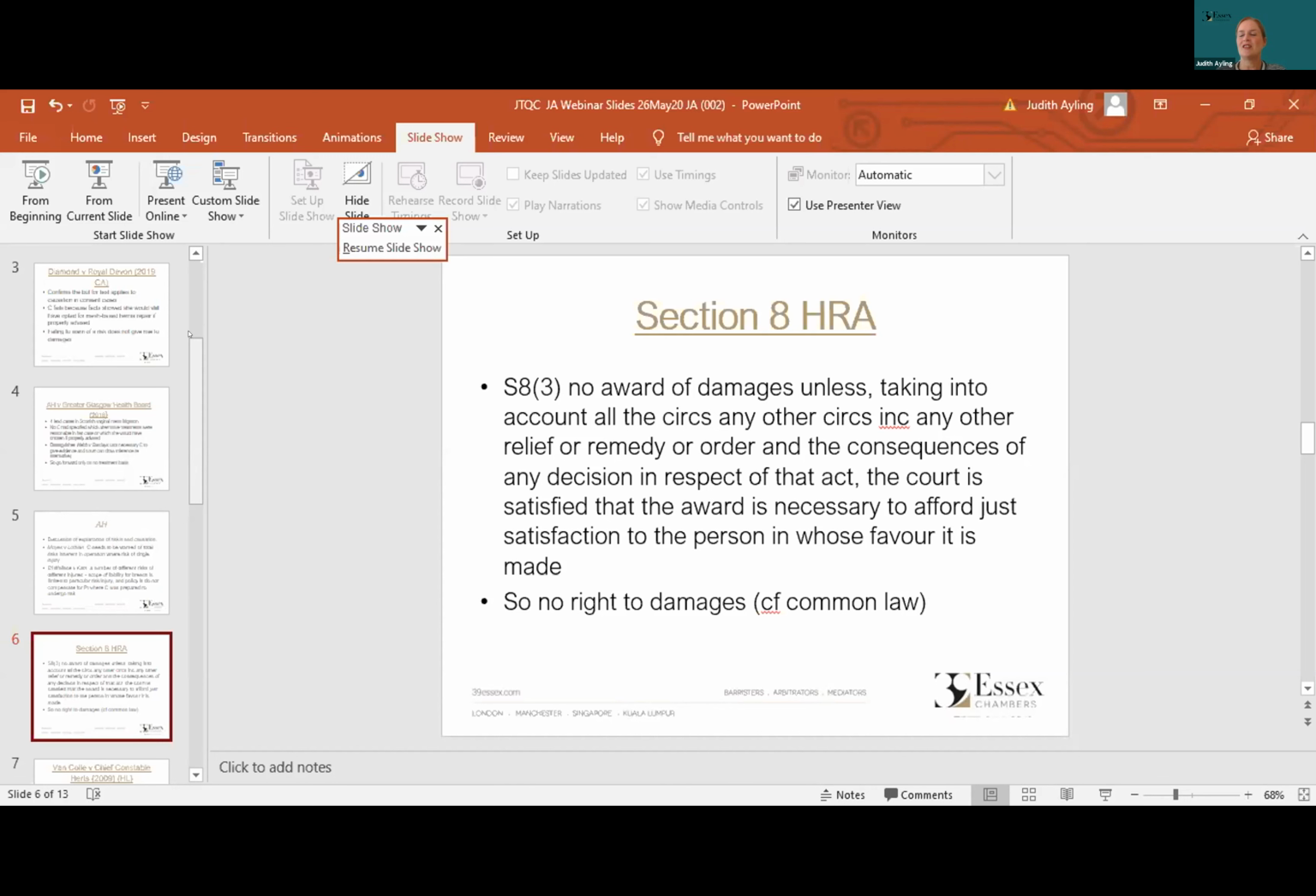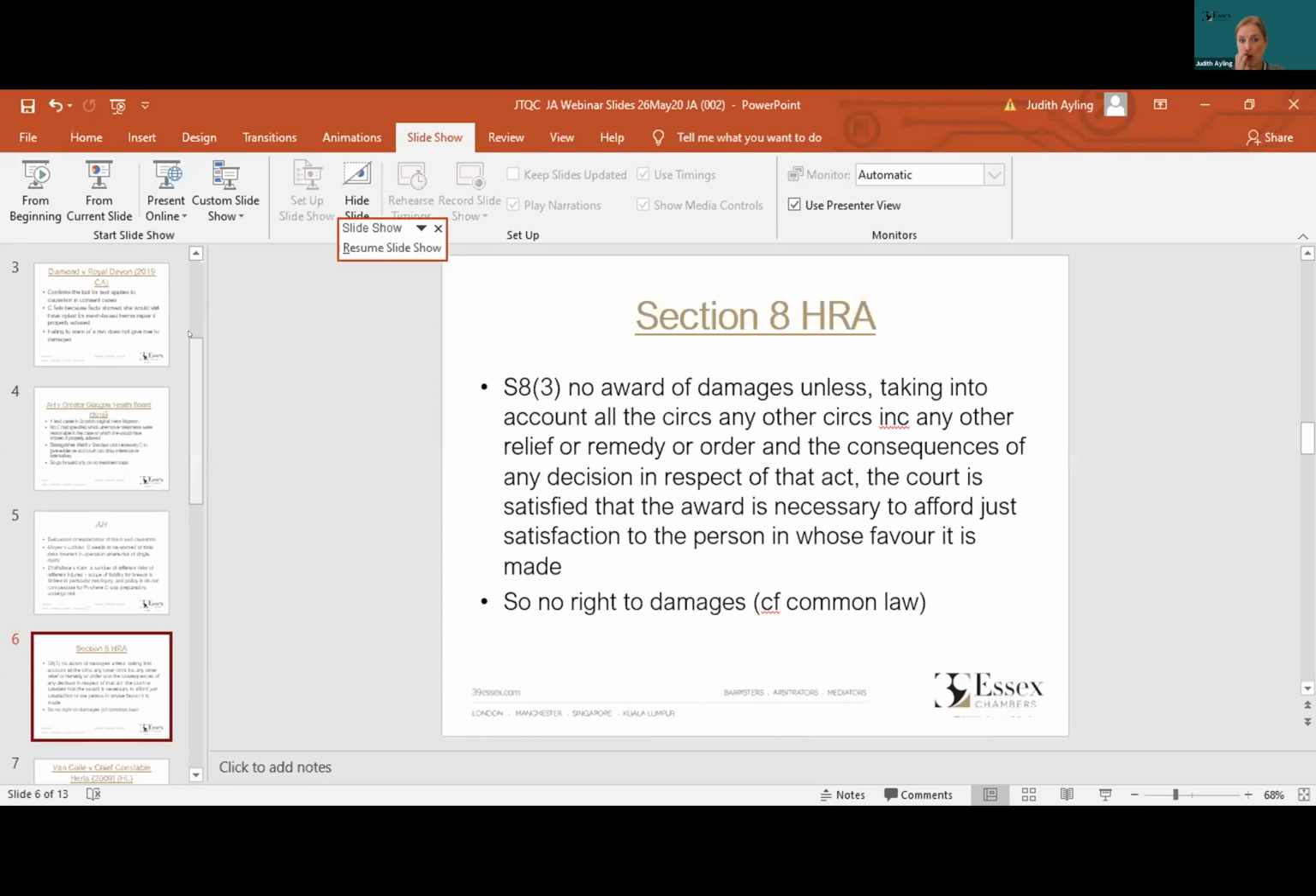You won't get an award of damages unless, taking into account all of the circumstances, including any other relief or remedy or order, and the consequences of any decision in respect of that act, the court is satisfied that the award is necessary to afford just satisfaction to the person in whose favour it is made. So that's quite a long provision, but what it basically says is there is no right to damages.